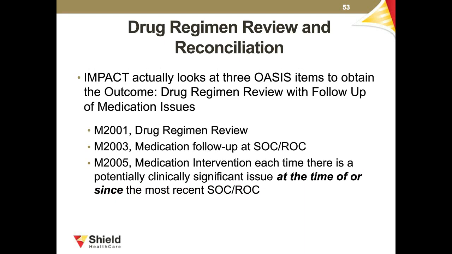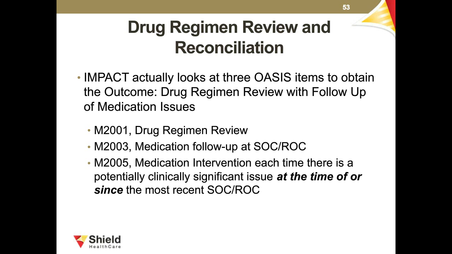So moving on. What I want to do here is actually I put these in as kind of an extra for your presentation. Drug regimen review and reconciliation is one of the other very big outcomes that was implemented with the first year of the Impact Act for 2017. It's a very critical area, especially on transition of care, communication, and those kinds of issues. It really involves 3 Oasis items: M2001, the drug regimen review; M2003, medication follow-up at start of care, resumption of care; and M2005, which is medication intervention and follow-up all through the whole episode of care. So it's at any time from, during, or since the most recent start of care, resumption of care.